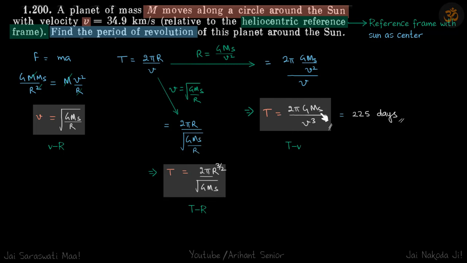So in this problem we need this equation, and we need to know the mass of sun. For that, velocity is given, gravitational constant we know, and we'll get our answer 225 days. So once again, just make sure you remember all these three formulas. At least you should be comfortable with the relation between v, r and time. All right.